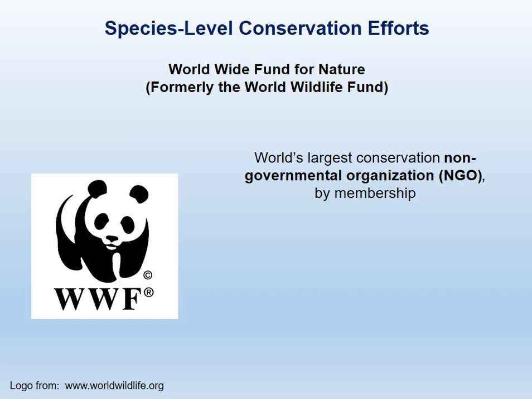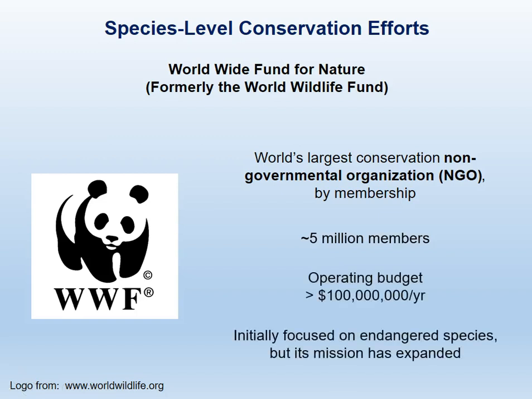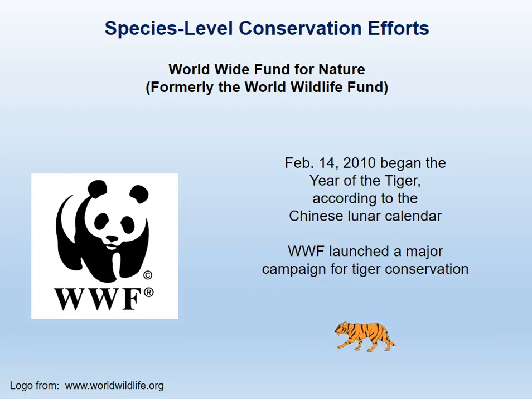And then you've got the World Wildlife Fund. They're the largest non-governmental organization. 5 million members, over $100 million a year. They'll oftentimes focus on charismatic species like the panda or the elephant, but preserving them helps preserve other species that live there too. Okay. And so like in 2010, they helped with a campaign to reduce tiger overexploitation. That was fairly successful.